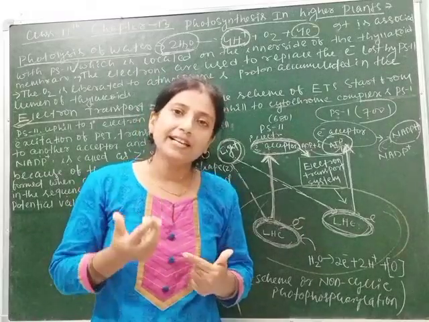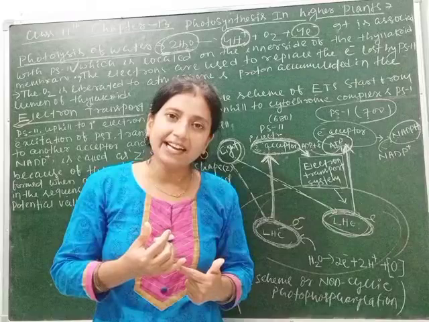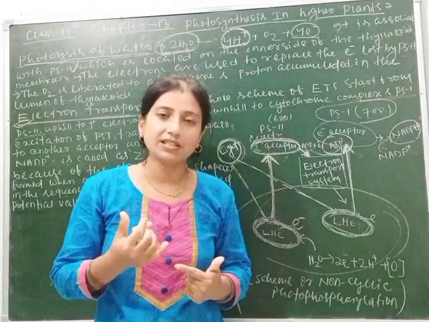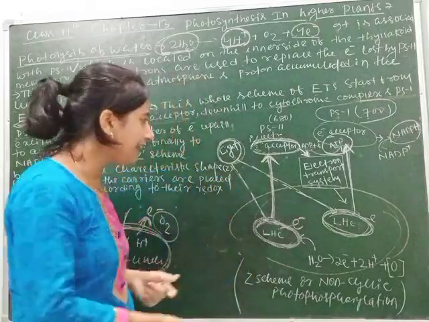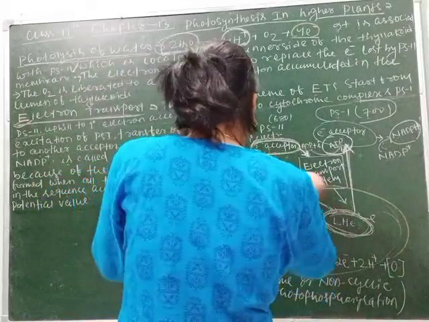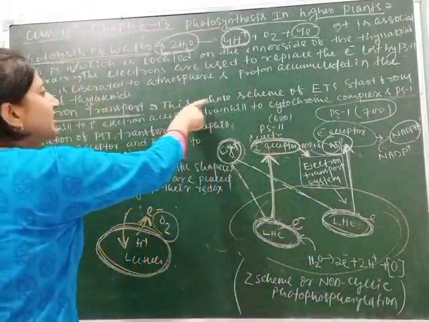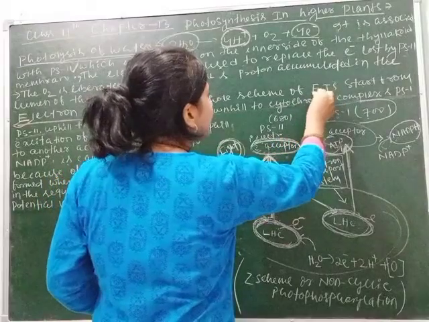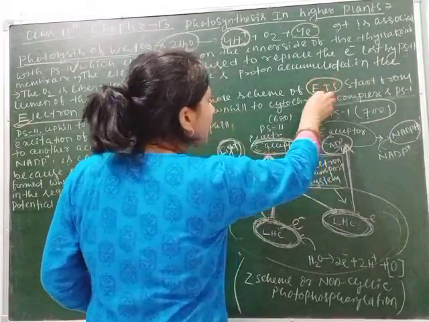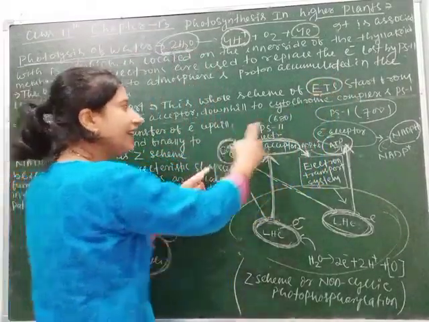Photophosphorylation means the release of ATP and NADPH during photosynthesis. So how does this process occur? This is the whole scheme of ETS. ETS means Electron Transport System. You can see the diagram.